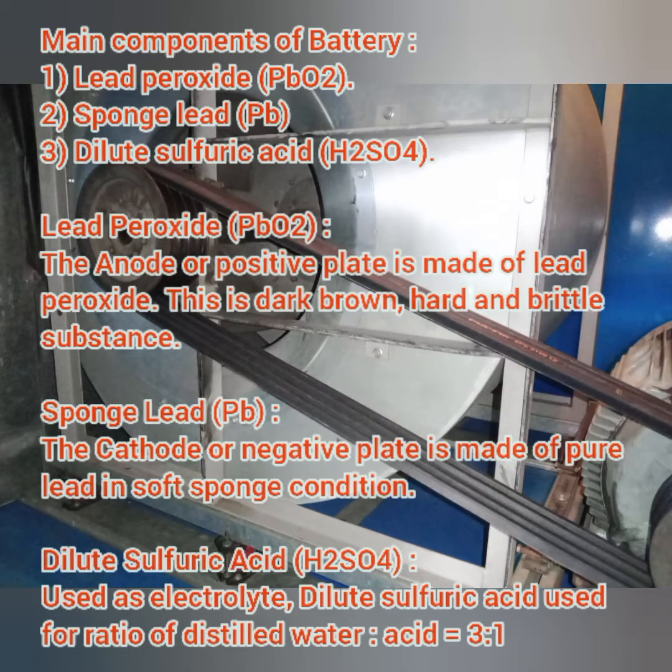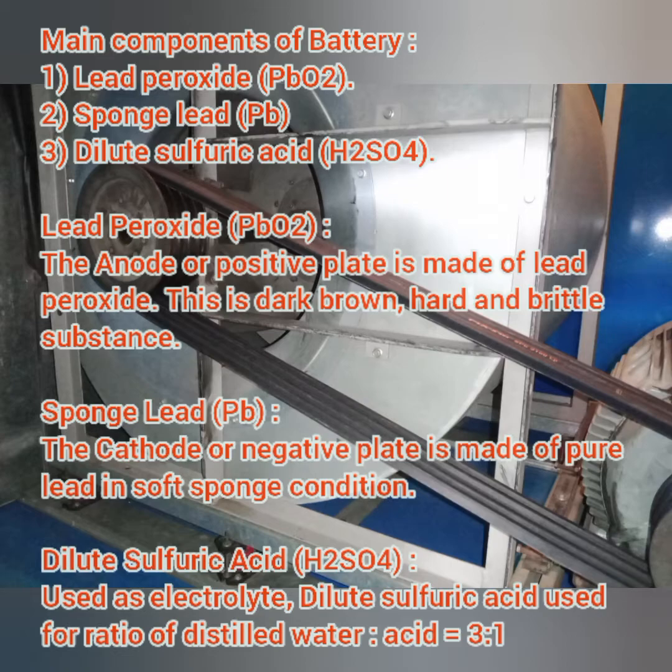Then the main components of the battery, as I said, are lead peroxide, sponge lead, and dilute sulfuric acid. These three are the main components of your lead acid batteries. Lead peroxide is the positive plate of your battery. The sponge lead is your negative plate of your battery. Then dilute sulfuric acid is the electrolyte solution of your battery. It is diluted with water in a ratio of 3 to 1, which means one part of sulfuric acid combined with three parts of water. So these are the main components of your battery.